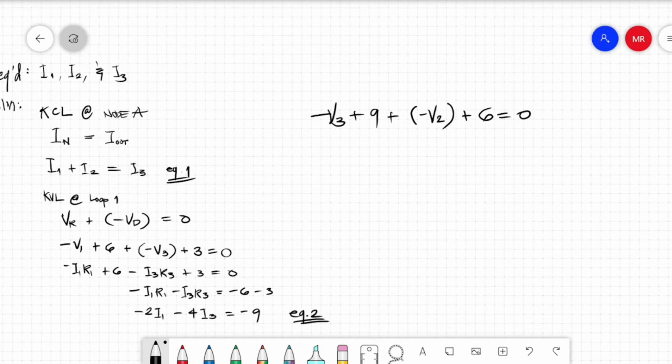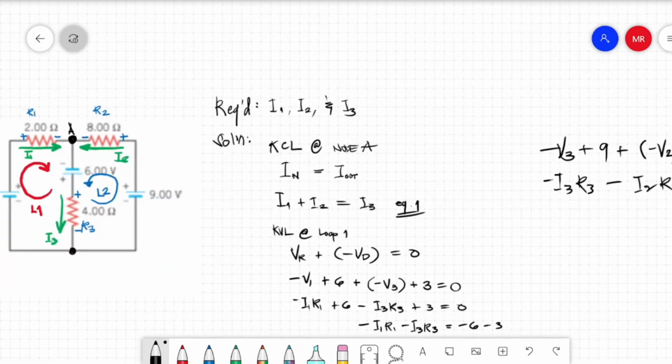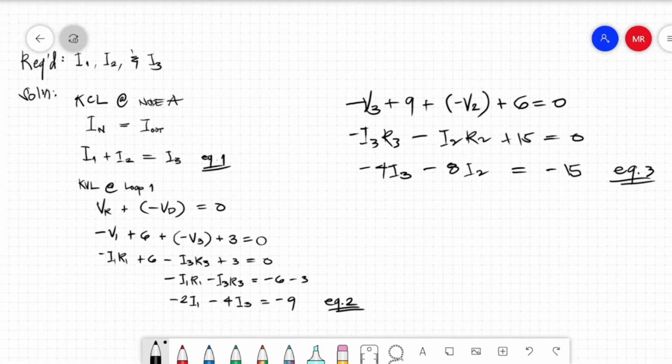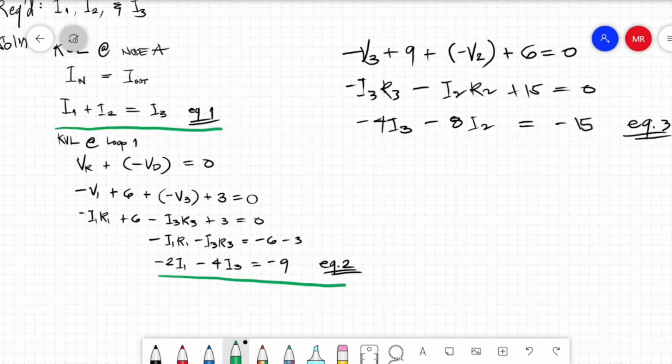So again, V3 is the product of I3 R3, negative 9 plus 6 minus I2 R2. 9 plus 6 is 15, equals 0. R3 is 4 ohms, R2 is 8 ohms. So this is negative 4 I3 minus 8 I2 equals negative 15. So this is our equation number 3. Now we have these 3 equations: equation 1, equation 2, and equation 3. Let us analyze these equations so that it will be easier for us to find the variables I1, I2, and I3.